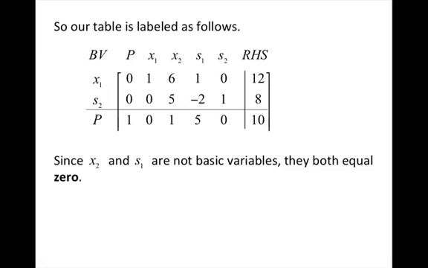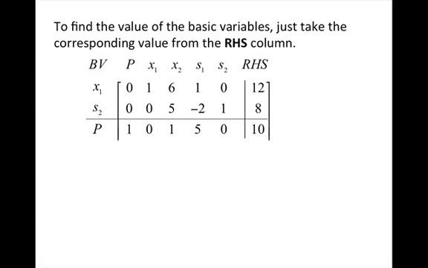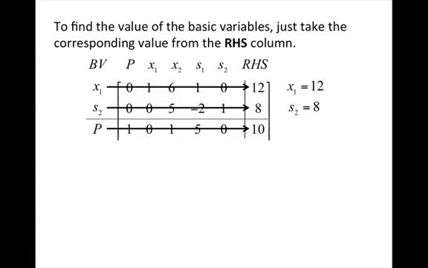Now, to find the value of our basic variables, we look to the right-hand side. If I take x sub 1 and go all the way to the right-hand side, that tells me the value of x sub 1. So x sub 1 is going to equal a 12. S sub 2 will equal an 8, and P will equal a 10.